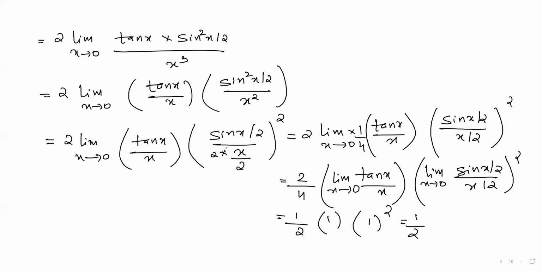यस सर। नाउ ये 2 स्क्वायर है, सो ये 4 हो जाएगा, 1/4। ये tan x बाई x हो गया। नेक्स्ट sin x बाई 2 बाई x बाई 2 होल स्क्वायर हो गया। So this is 1/4 limit x tends to 0 tan x by x. सर 1/4 कैसे आया आपका? इस पर 2 स्क्वायर था ना, तो ये 4 हो जाएगा। ओके सर। So limit x tends to 0 tan x by x and limit x tends to 0 sin x by 2 by x by 2 whole square. So this is 1, this is 1. Finally we get 1/2.